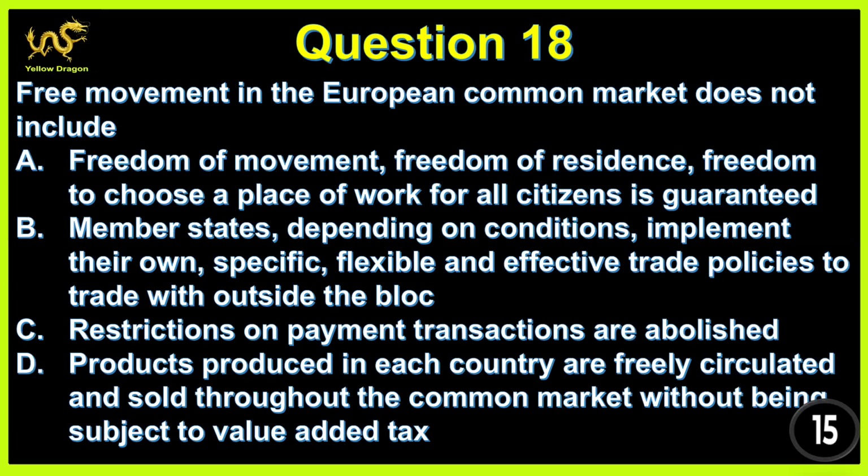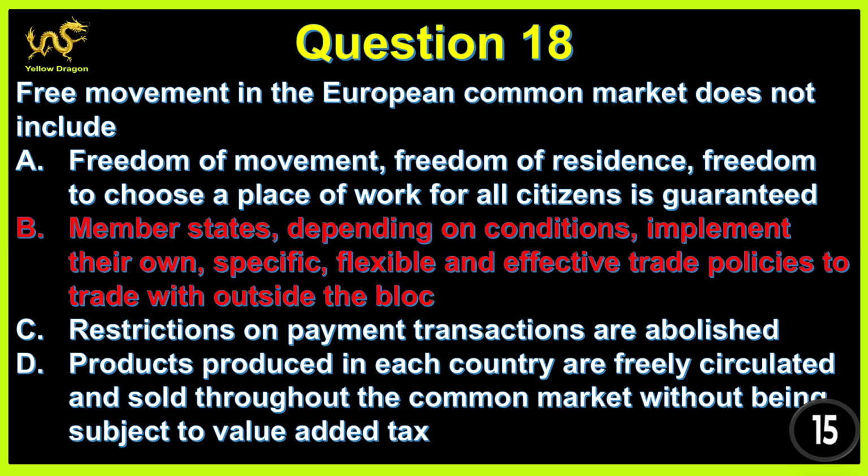Free movement in the European Common Market does not include: a. Freedom of movement, freedom of residence, freedom to choose a place of work for all citizens is guaranteed. b. Member states, depending on conditions, implement their own, specific, flexible and effective trade policies to trade with outside the bloc. c. Restrictions on payment transactions are abolished. d. Products produced in each country are freely circulated and sold throughout the common market without being subject to value-added tax. E. Member states, depending on conditions, implement their own, specific, flexible and effective trade policies to trade with outside the bloc.